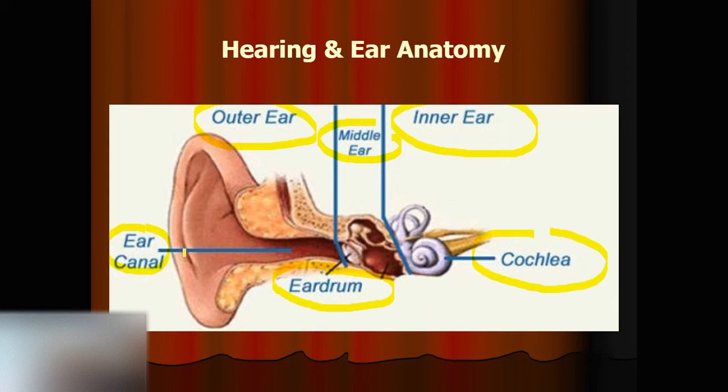The outer ear is from the ear canal all the way to the eardrum. The middle ear is from the eardrum to the cochlea. I will introduce the cochlea later. That's our hearing organ. The inner ear includes the cochlea and also other parts we will see later.